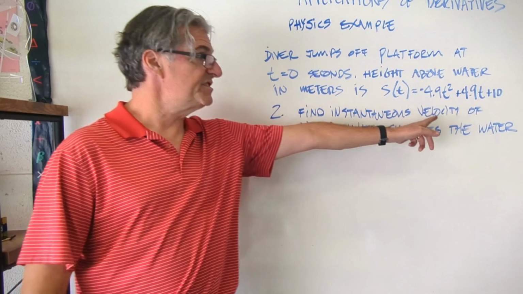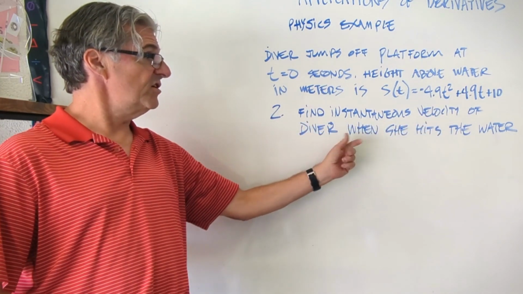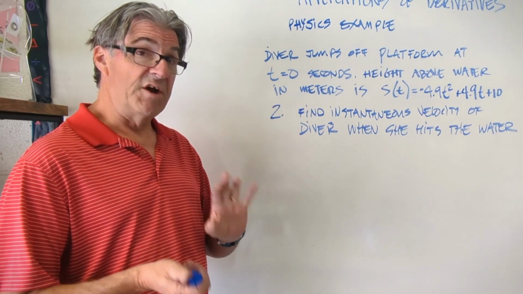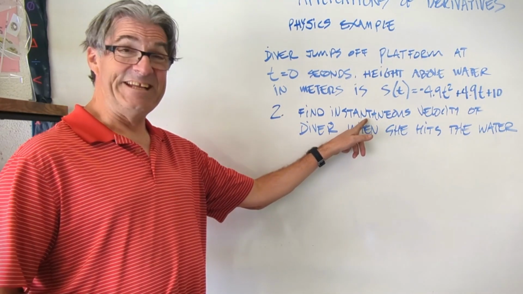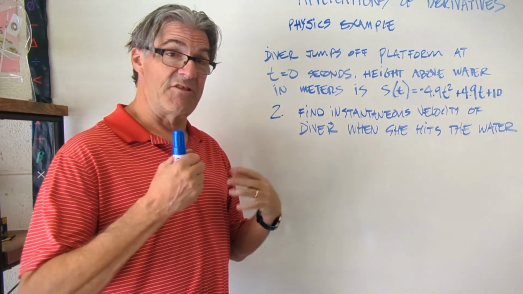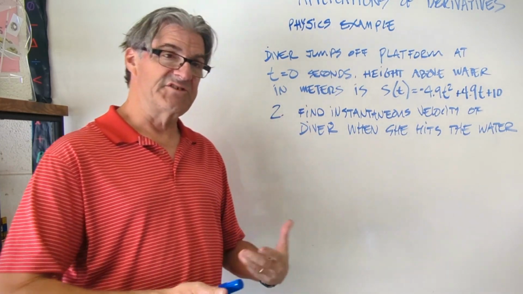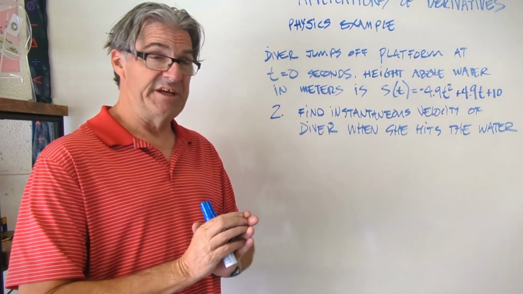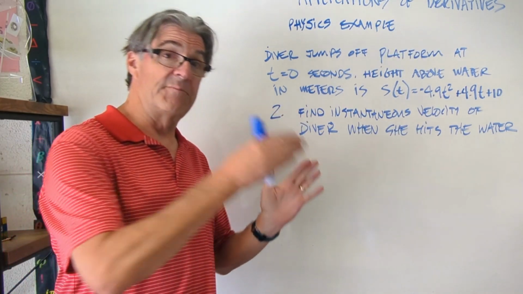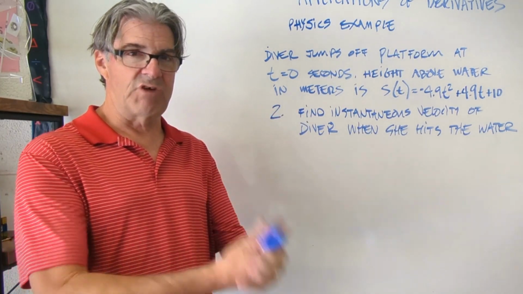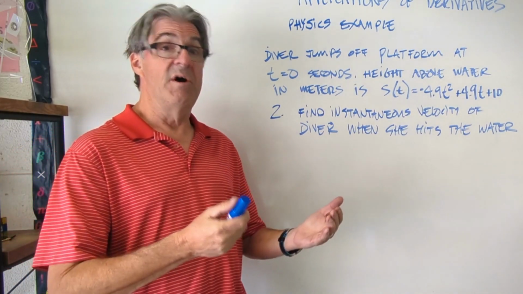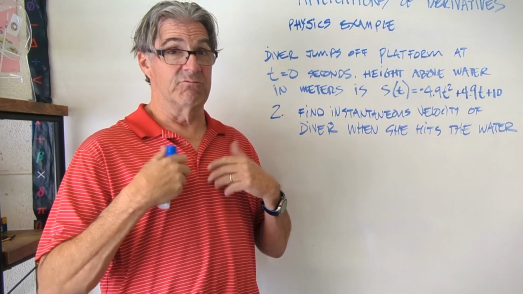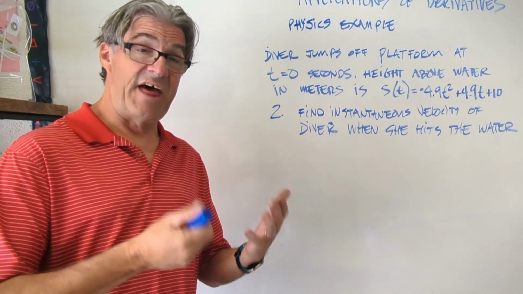Question number 2. Find the instantaneous velocity of the diver when she hits the water. So there's a big clue in what to do. Whenever you see instantaneous, you should start thinking derivative. Okay, because a derivative function gives you the rate of change at a point. It's not an average rate of change over a period of time. It's that rate of change right at a point. It's the slope of a tangent line.